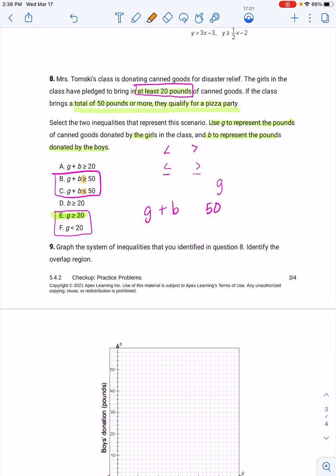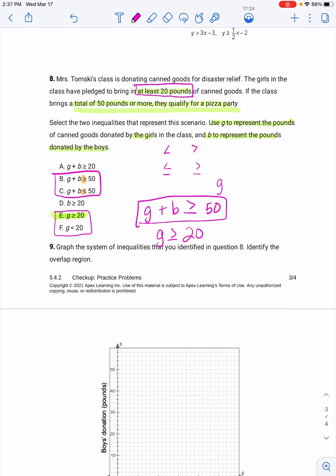So for this one, the answer would have been B, the greater than or equal to. So that would have been your answer, and then your other one was that answer. All right, so then the last one they ask you to do is graph the inequalities.